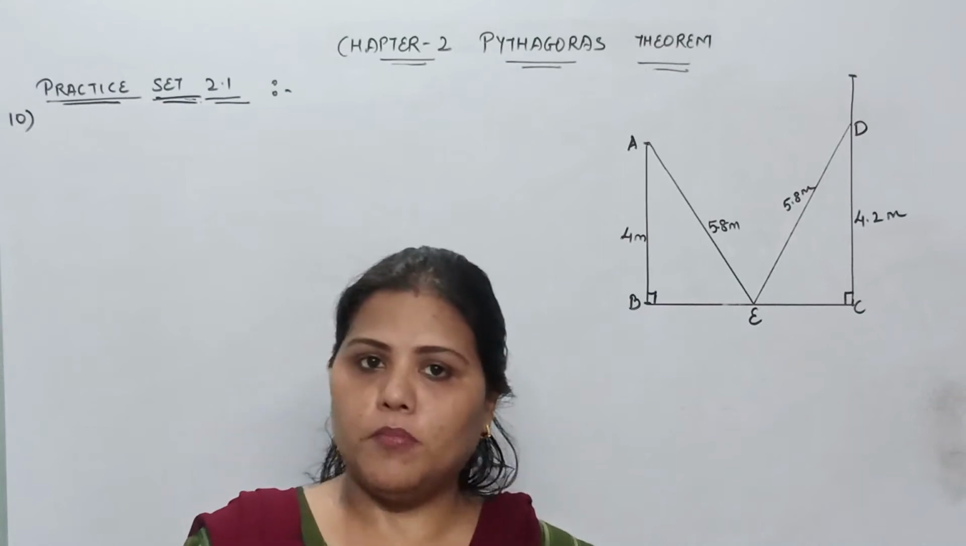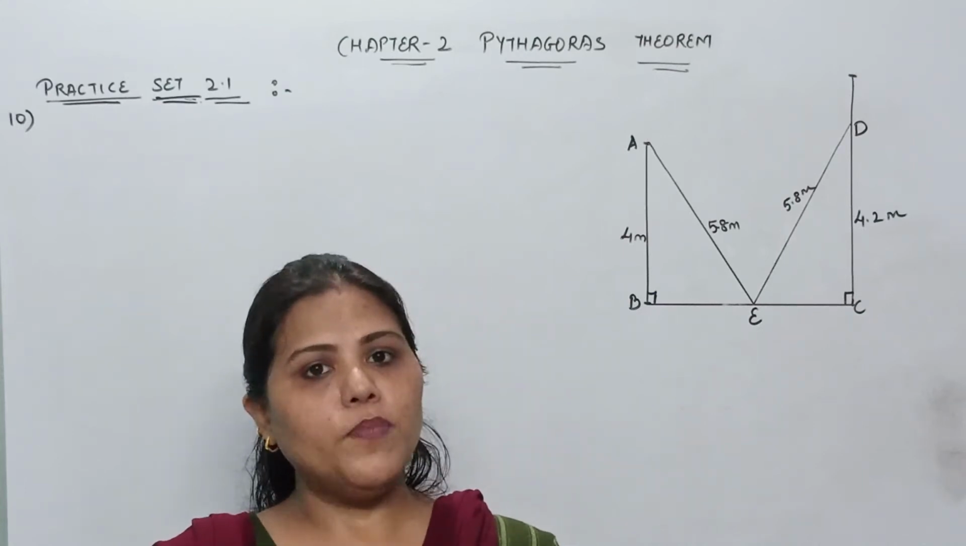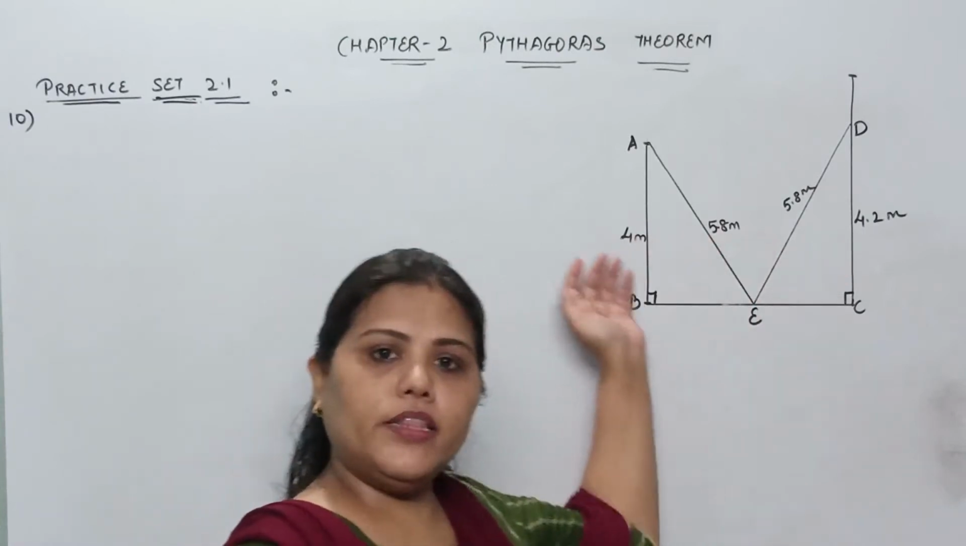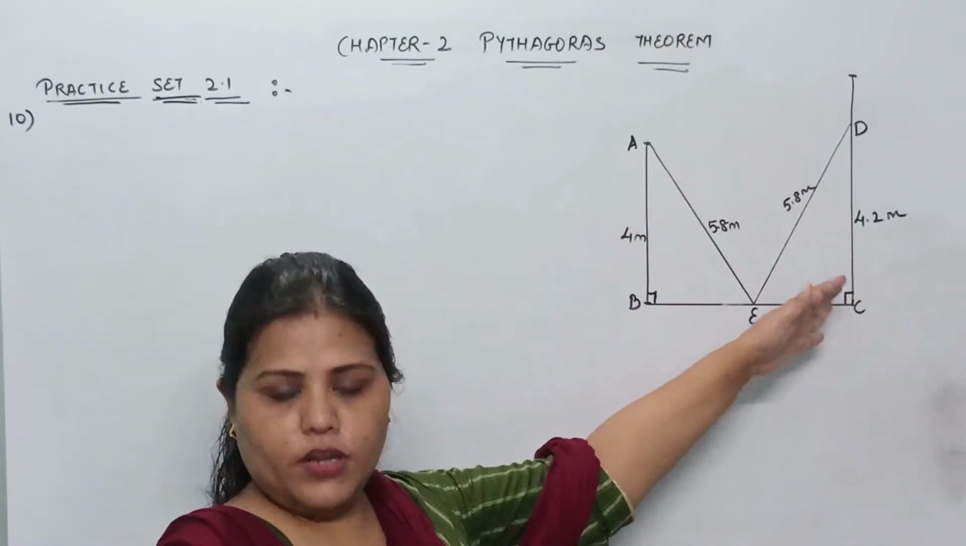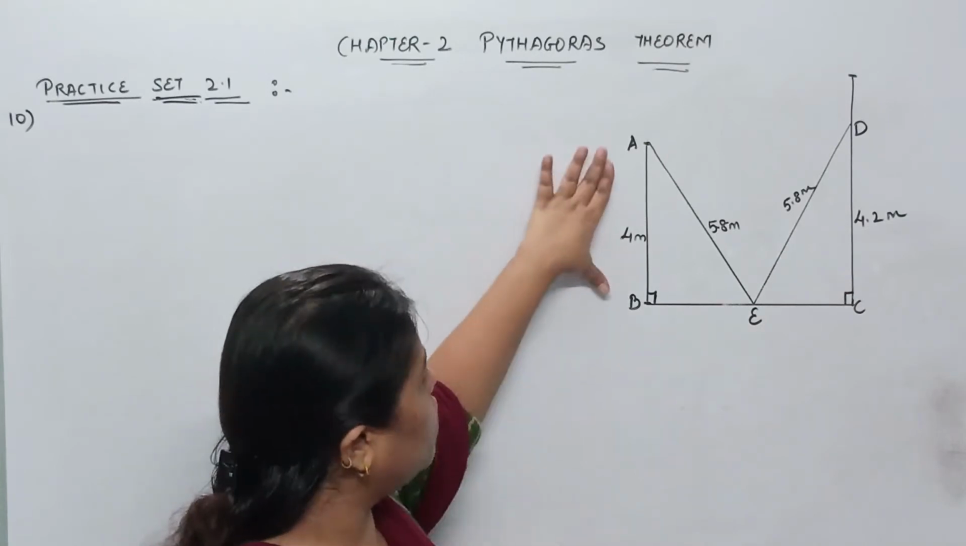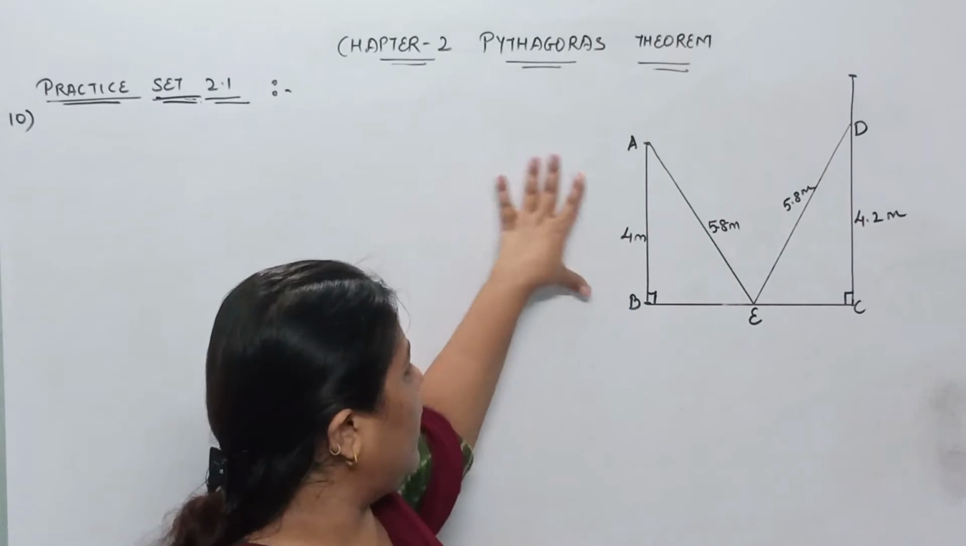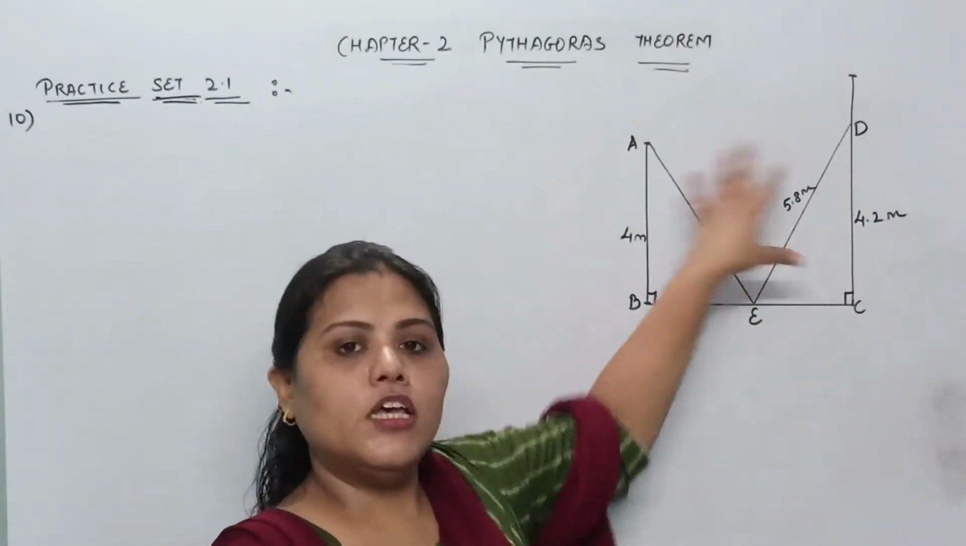2.1. That is sum number 10. Now what is given in this sum? Walls of two buildings on either side of the street are given. They are parallel to each other. It means that if AB and CD are the two buildings, then the wall AB and CD are parallel to each other.